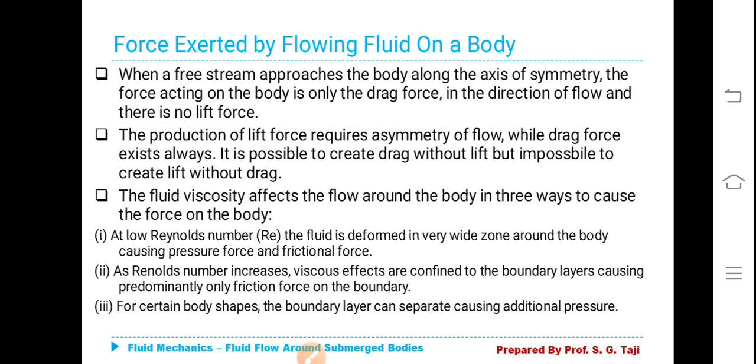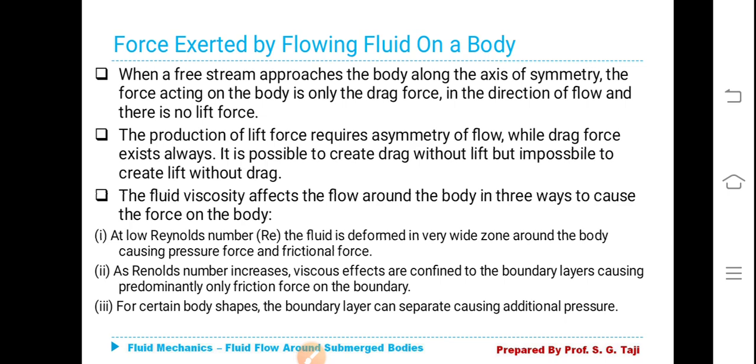The production of lift force requires a symmetry of flow, while drag force exists always. It is possible to create drag without lift, but impossible to create lift without drag. That is nature. There will always be some drag, and only then is it possible to create the lift. Without that it is not possible.